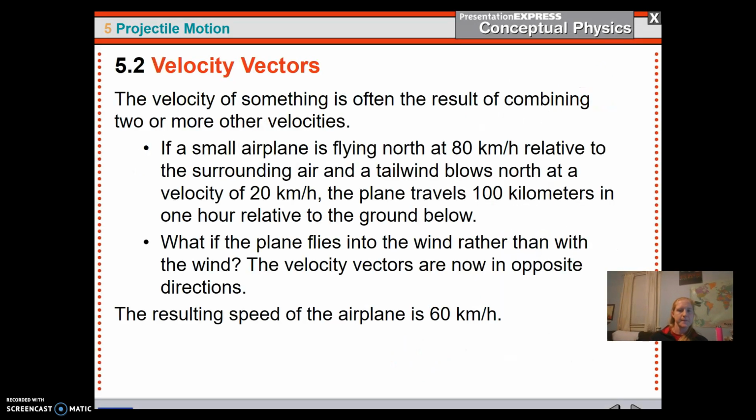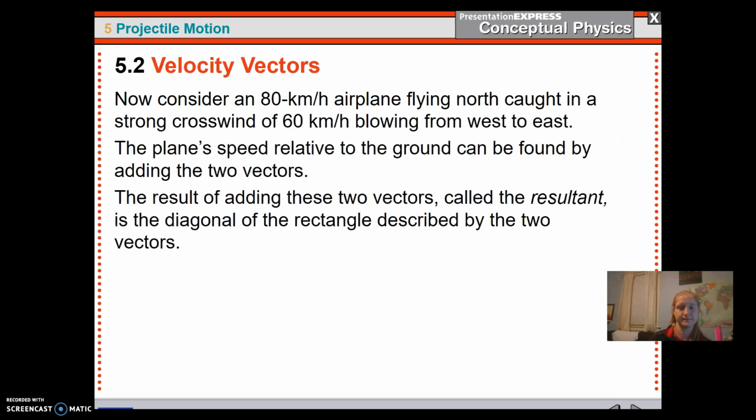Okay, so this reviews this. Remember, when they're opposite, you are actually going to end up subtracting. When they're going the same direction, you add. Up and down, you subtract. That's what it's getting at here.